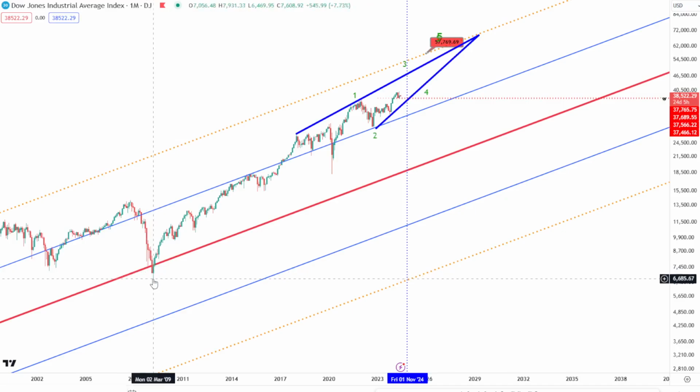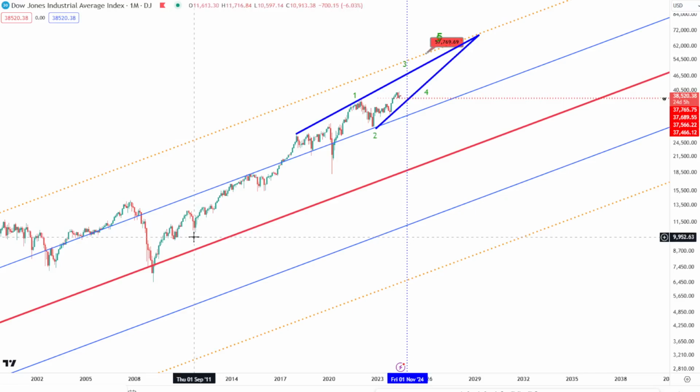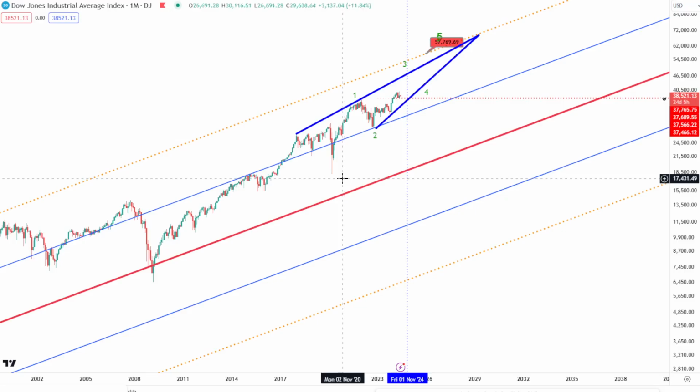So I've got it as a wave 1, 2, 3 into here, expanding triangle wave 4, and then we go into a fifth again. So it's a fifth of fifth of fifth of fifth. And as I say, the only way I can see this playing out is as an ending diagonal. Yeah, I can't see this being a 1, 2, and then a further 3, 4, 5 to the upside. That's just going way too far. It looks like it's going to be more of a converging pattern.